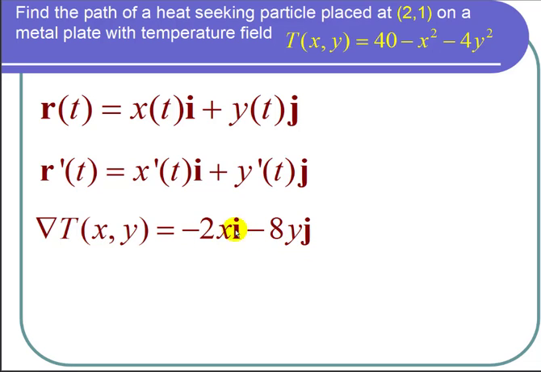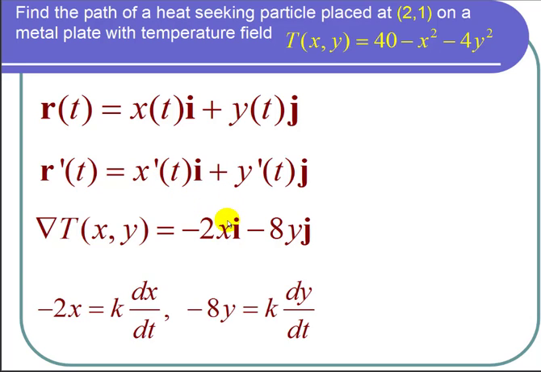The gradient vector and the direction of our path must be parallel, because remember, the gradient vector is in the direction of maximal increase, and heat-seeking particle means we're going to seek the maximal increase in temperature. So I can say that these vectors are parallel, or in other words, they're constant multiples of each other. So that means that negative 2x is the constant k times x', or dx/dt, and negative 8y is the constant k times dy/dt.